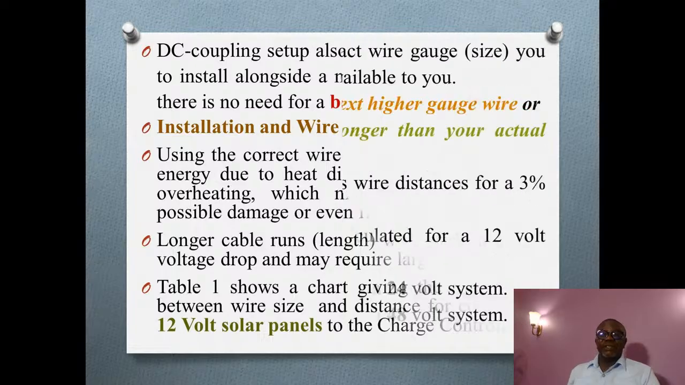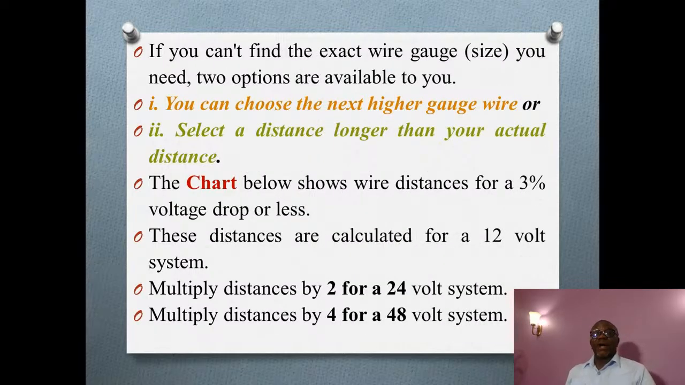In our previous lecture, we talked about 12-volt, 24-volt, and 48-volt solar systems. And we said that depends on the battery rating you are using for your system. So we are going to look at a typical 12-volt system and see how we can select distance and cable to match.